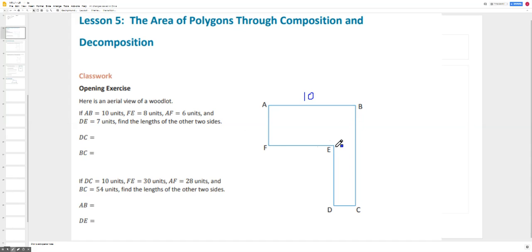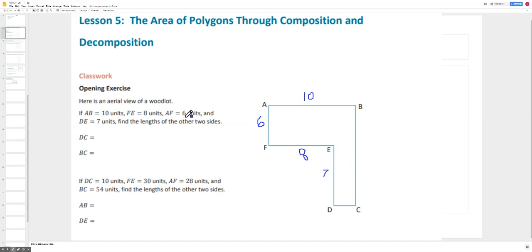All right, moving on to FE. So here's F, here's E. This length right here would be 8, so let's label that 8. AF, so here's A and here's F. This is 6. This is just based on what they're telling us. And then DE, so I find D and I find E. DE right here is 7. So I just labeled what they gave me.